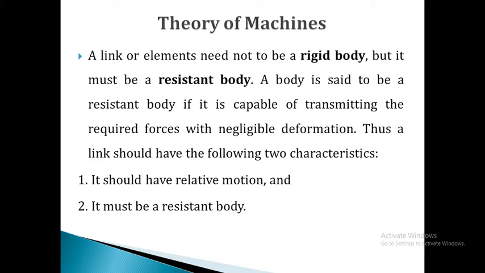Now thus a link should have the following two characteristics: it should have relative motion and it must be a resistant body. So for a machine component, machine part, or a link of a mechanism, two characteristics are required. First, it should have relative motion: one link should have relative motion with respect to another link. And second, it should be a resistant body.